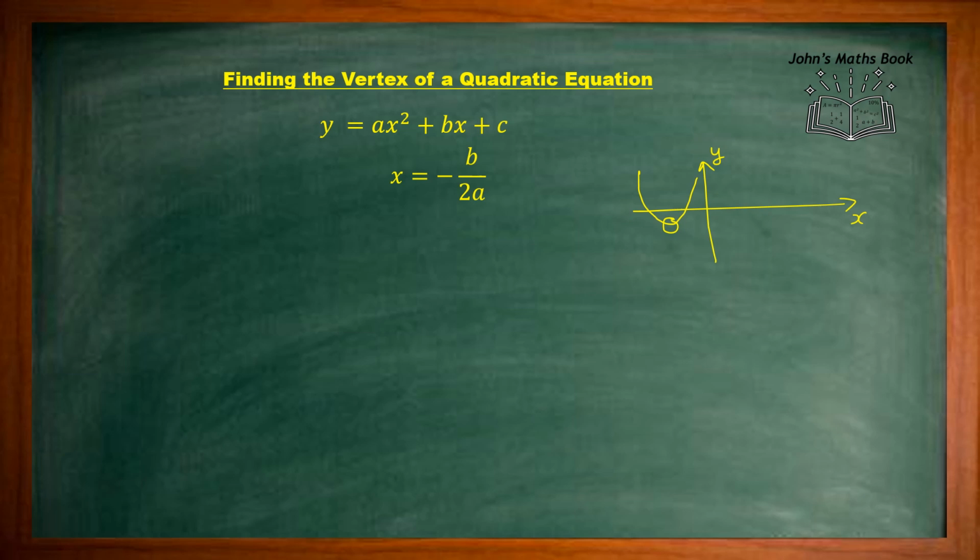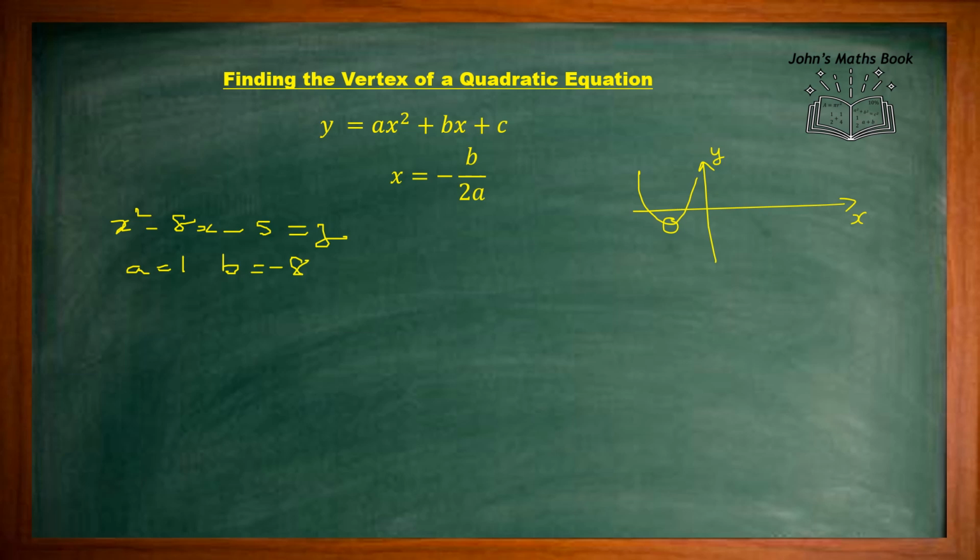So let's take the example x squared minus 8x minus 5 equals y. So first identify the values of a and b. So a is the coefficient of the x squared term, so a is equal to 1. And b is equal to the coefficient of the x term, so b is equal to minus 8.